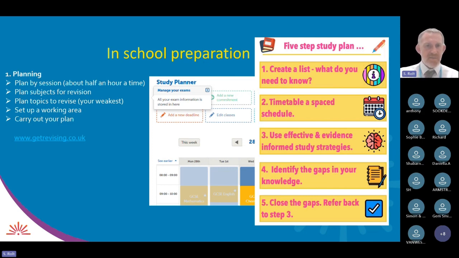It's using effective and evidence-informed study strategies. So they're the strategies that will be covered through the 2 sessions in PD, which will then be revisited later on in the year. Okay, and then it's identifying those gaps, it's going over them and then reviewing everything so that everything is starting to go into the long-term memory of that student.